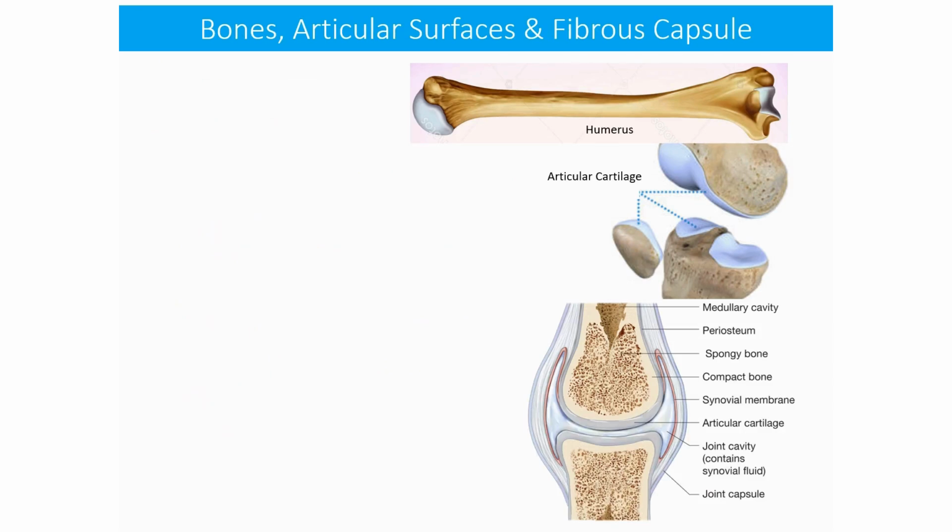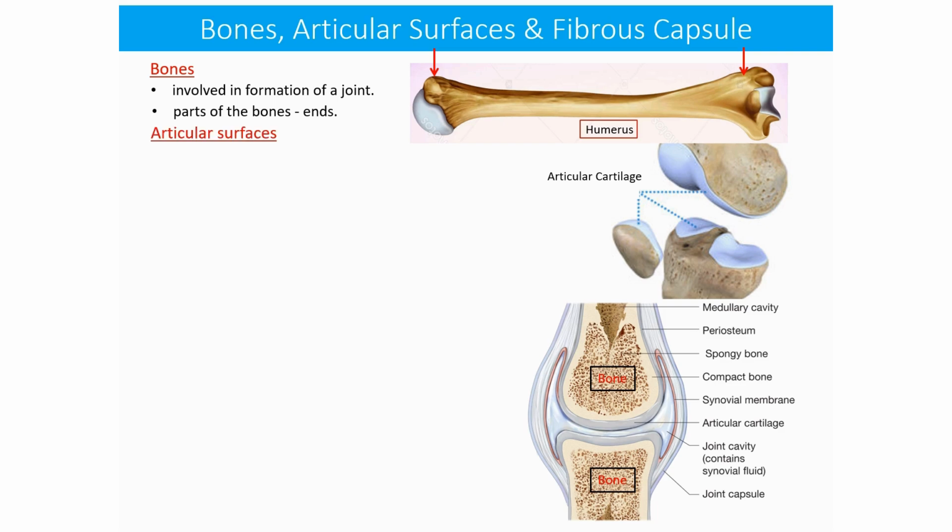Now we start with the different components of a typical synovial joint. First, the bones involved in the formation of a joint, such as the humerus in the formation of the shoulder and elbow joint, and the parts of the bones involved in the formation of the joint, as the ends of the humerus in the shoulder and elbow joint.